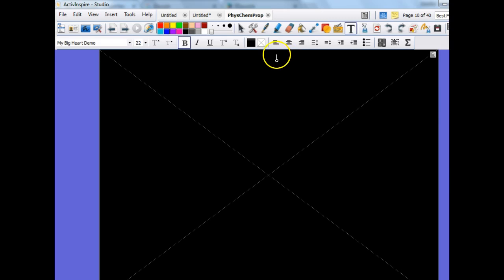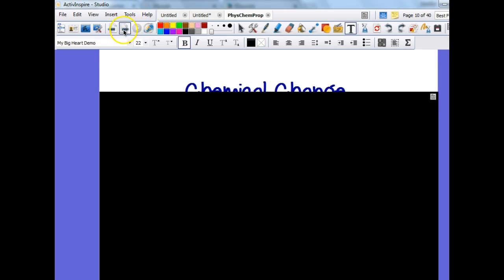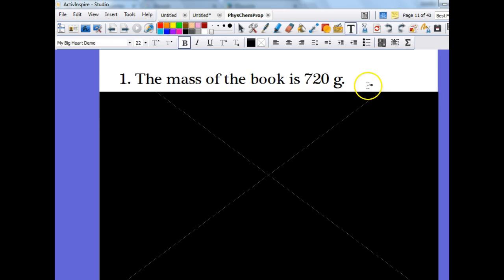Oops, hold on. Now, here's the first one. First sentence. The mass of the book is 720 grams. Mass. Is that a physical property or chemical? If I want to measure the mass, do I have to change that matter to do that? No. Just put it on a balance, write the mass down, the matter is not changed. So number 1 should be P, physical.